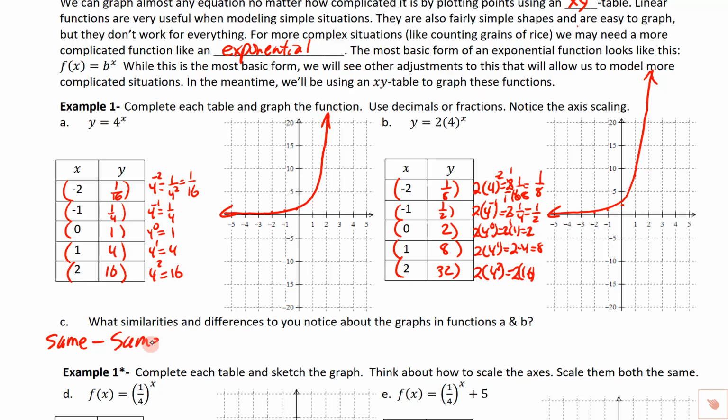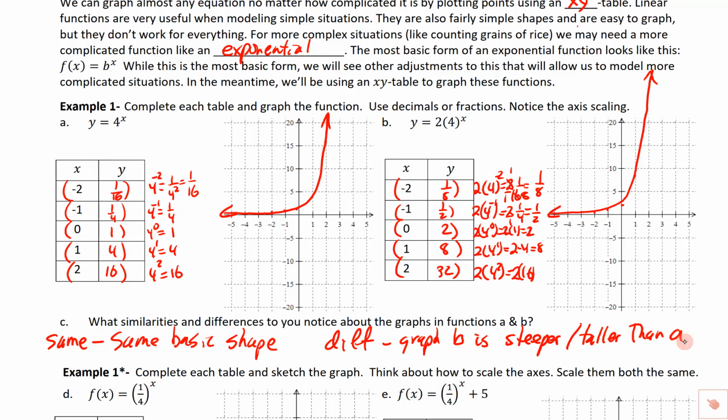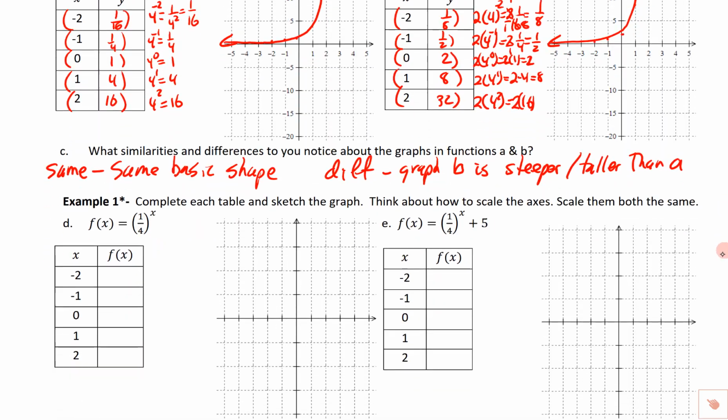So we're just going to write same basic shape. Okay, and then a difference would be, if we take a look over here, this is really, really steep. Notice the points are a little bit taller over here, and this grows really, really quickly. We were off the chart over here once we got to 2. So the graph in B is bigger, steeper, taller, however you want to see it. Graph B is steeper, taller than graph A. All right, let's slide down here and let's take a look at this next example.